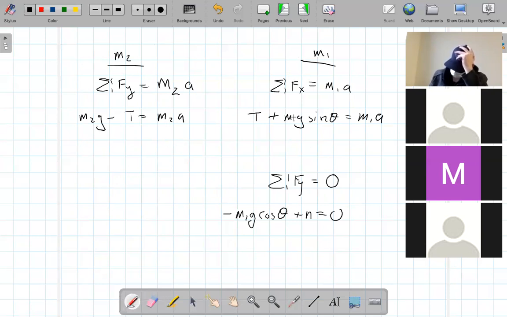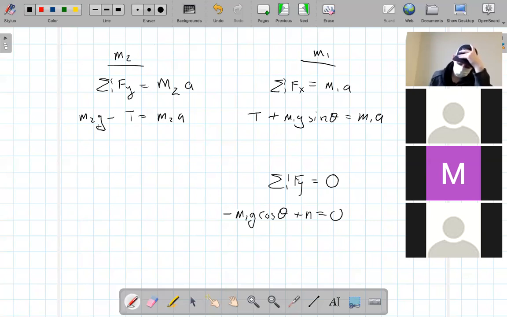Now that I've got all of these expressions, the first one here, m2 in the y direction, says that I can find the acceleration of the system if I know the tension. Let's pretend I know m2. Right now I don't know the tension. Where's the tension going to come from? It's going to come from the forces in the x direction for m1.